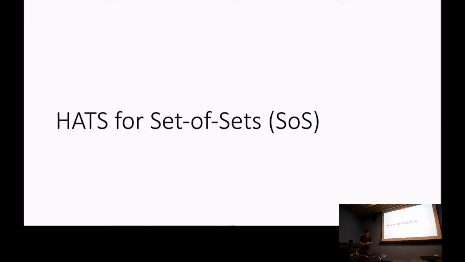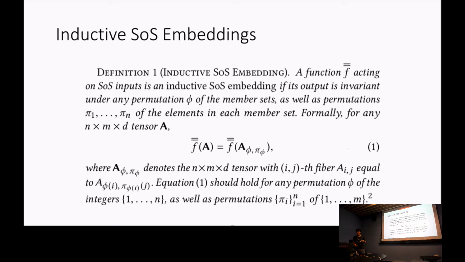So now we come to the main paper today. The name is HATS, and this paper is designed to work with set of set data. First, the paper gives the definition of the so-called inductive set of set embeddings. The objective is to learn a function f, and this function takes a 3D tensor A, n by m by d. n is the number of sets, and m is the number of elements in each set. d is the d-dimensional representation of each element. They can be one-dimensional or high dimensional.